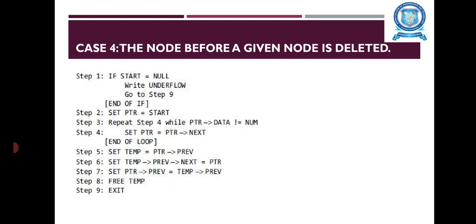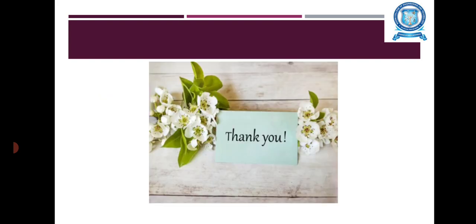This is the same for the case where the node before a given node is deleted. This is the algorithm for the procedure. Here the while loop traverses through the linked list to reach the desired node. Once we reach the node containing the value, the previous field of pointer is set to contain the address of the preceding node, which comes before pointer. The memory of the node preceding pointer is freed and returned to the free pool. Thank you.